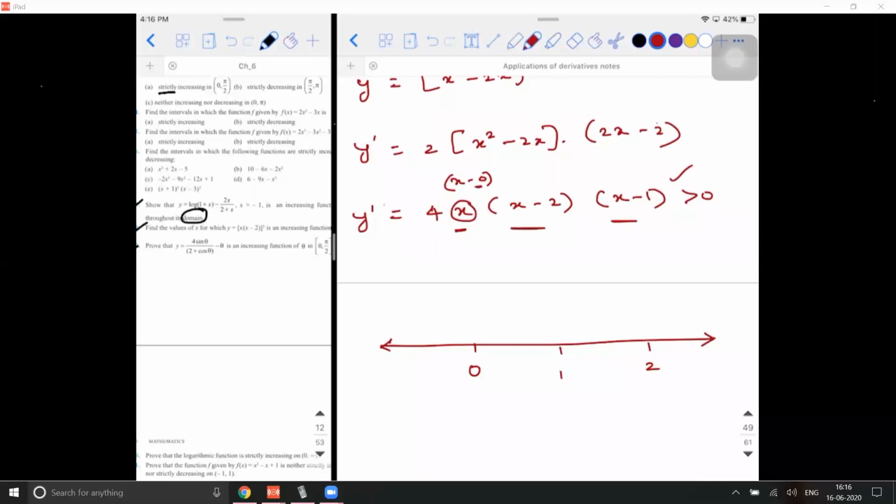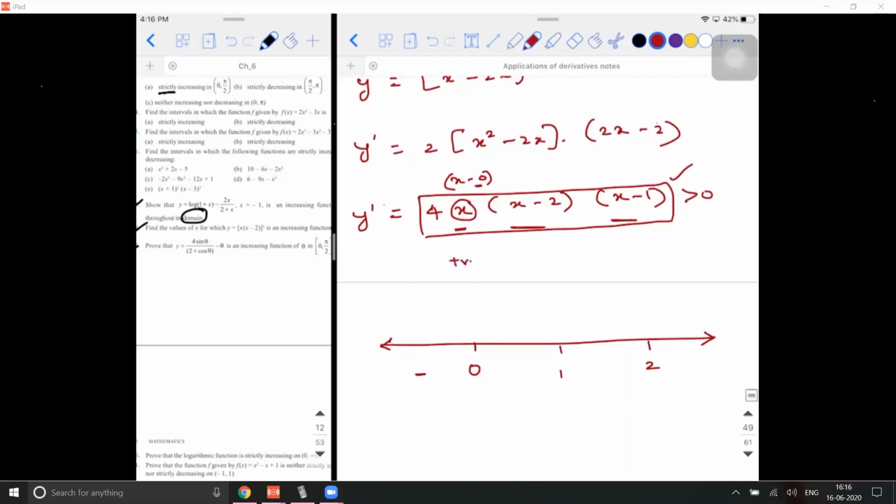If I substitute a value of x less than 0, will this whole expression give me a positive value or a negative value? Negative value. Yes, sir. So it is going to give me a negative. Between 0 to 1, what is going to happen? Is it still giving me a negative value? Yes, sir. I can try half. When I try half, this is going to be positive, this will be negative, and this will be negative. So it is giving me a positive value.